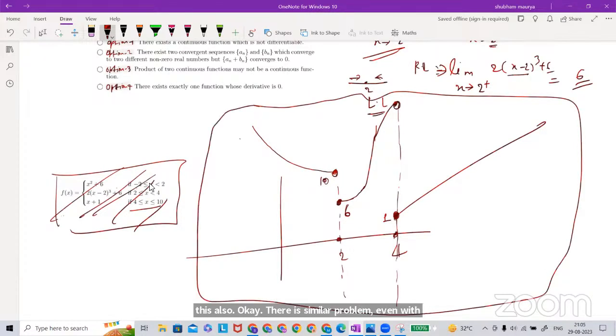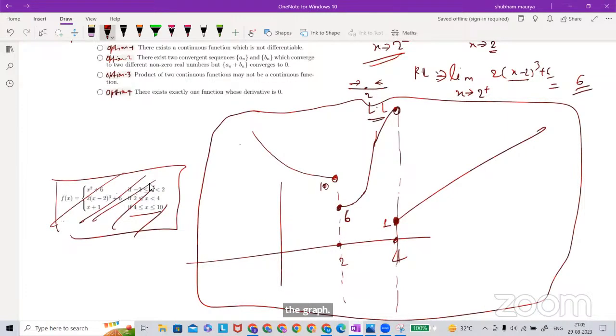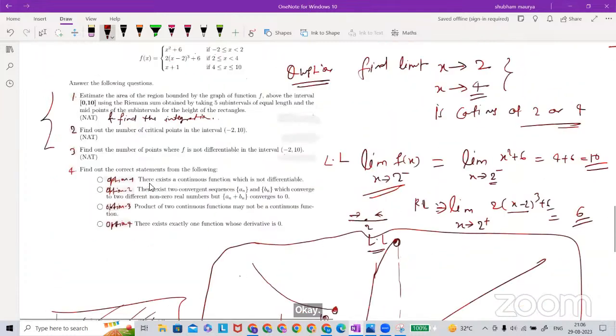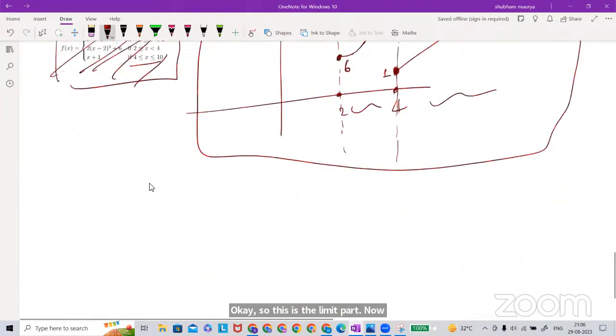And now the problem will be the same. What will happen at 2? What will happen at 4? Is it continuous, or is it anything else? Continuity, differentiability, find the integration in this portion or in this portion. But this is exactly the same problem. Here it is written in algebraic form, and here is the graphical representation. So this is the limit part. Now next after limit and continuity, we are done, so now the next is differentiability.